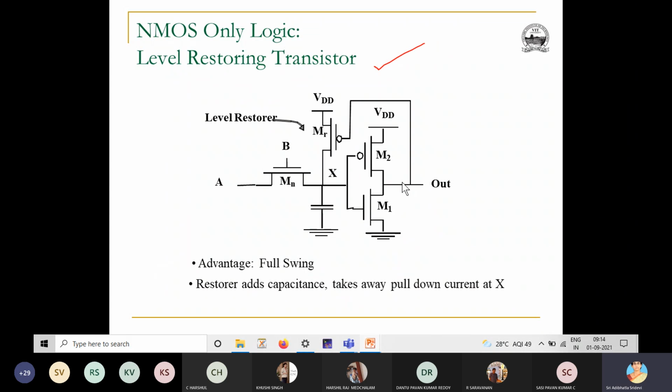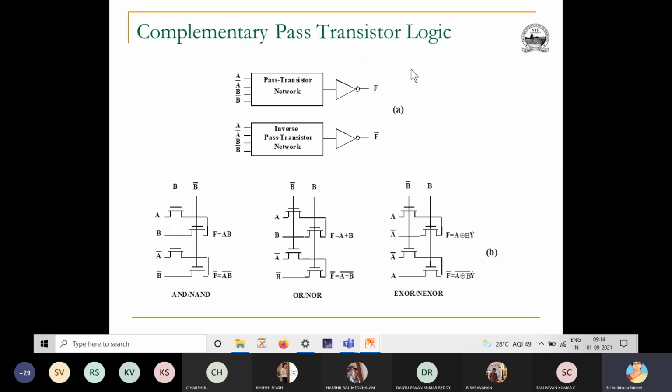So this is one of the solutions. And then we see another variation in the pass transistor logic. Already we have seen pass transistor logic and transmission gate logic. Please do not confuse between different logics. If you practice more, you will not have any confusion. So another variation in the pass transistor logic is complementary pass transistor logic, or CPL logic. Complementary pass transistor logic.